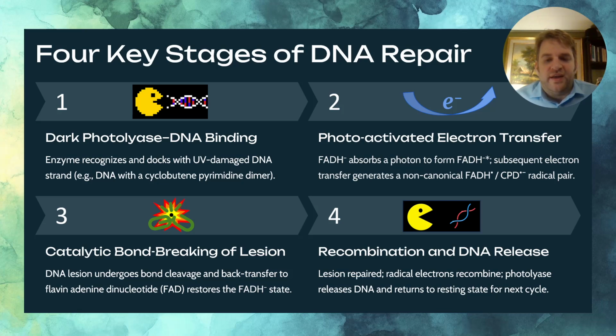And finally, the electron hole recombination occurs after the lesion is repaired, and the photolyase releases the DNA and returns to its resting state for the next catalytic cycle as it goes on to repair another damaged piece of DNA somewhere else.